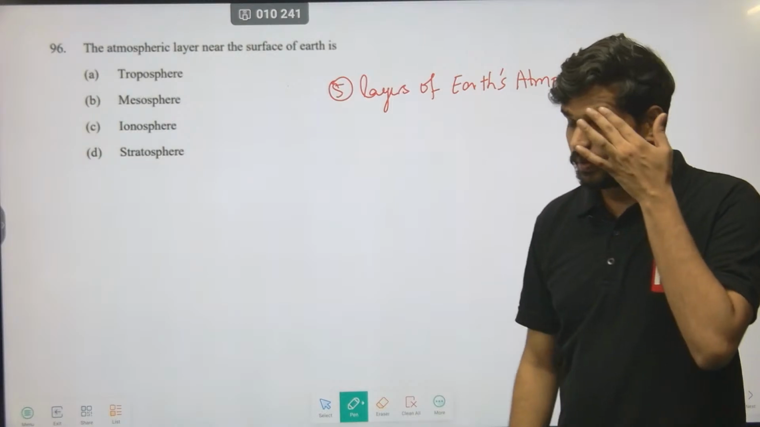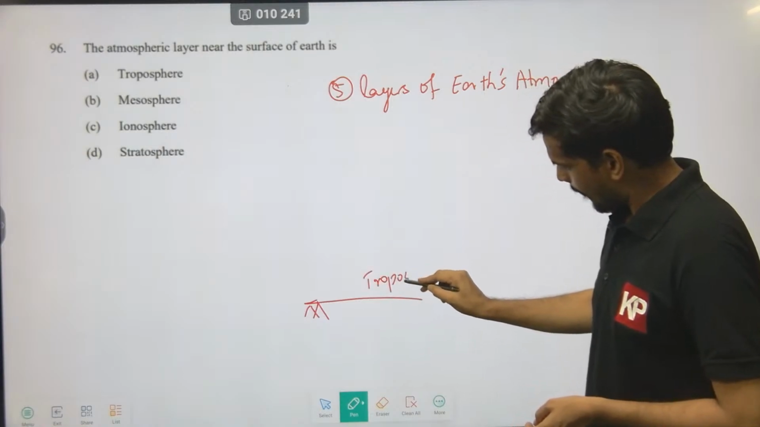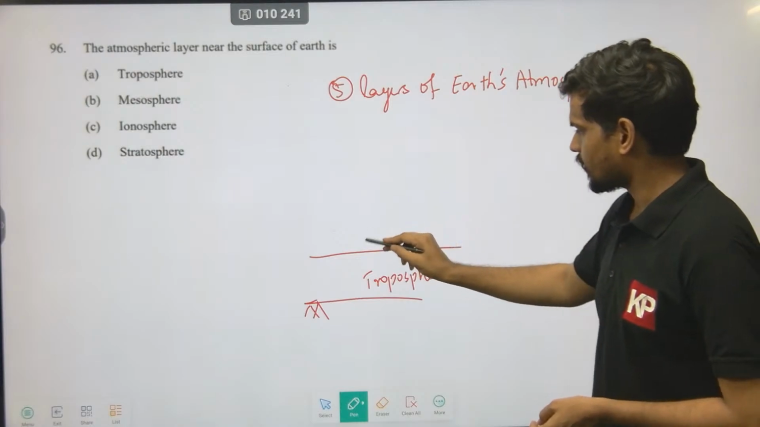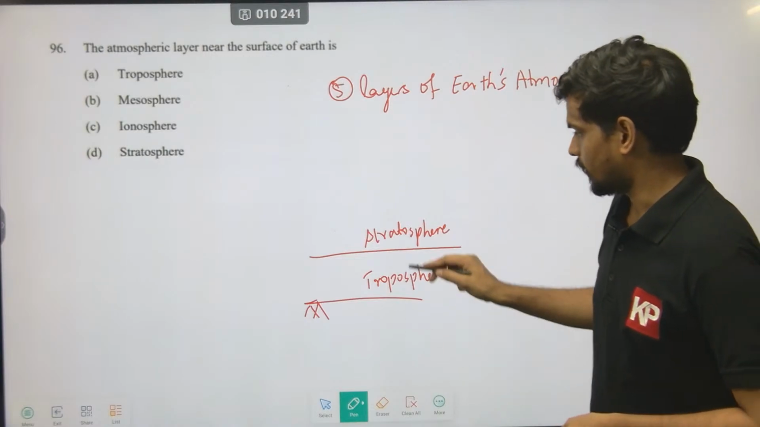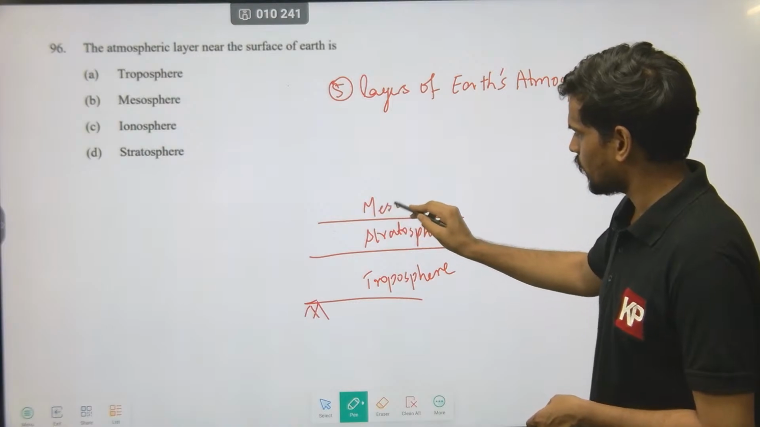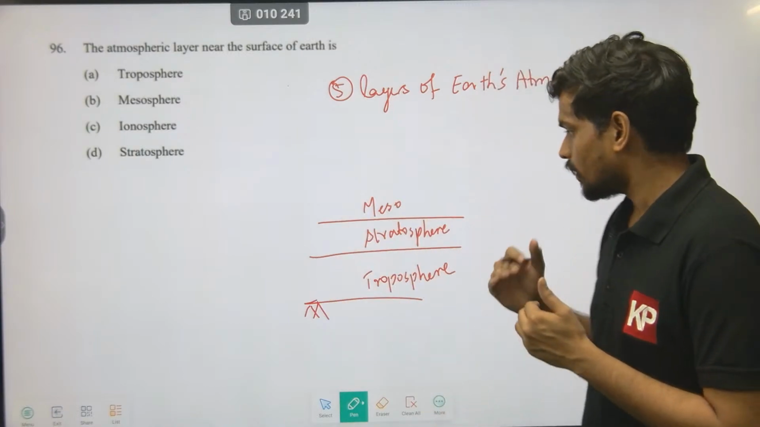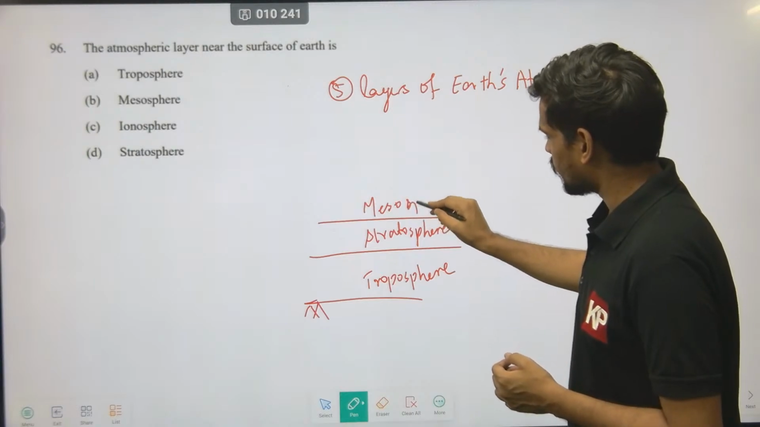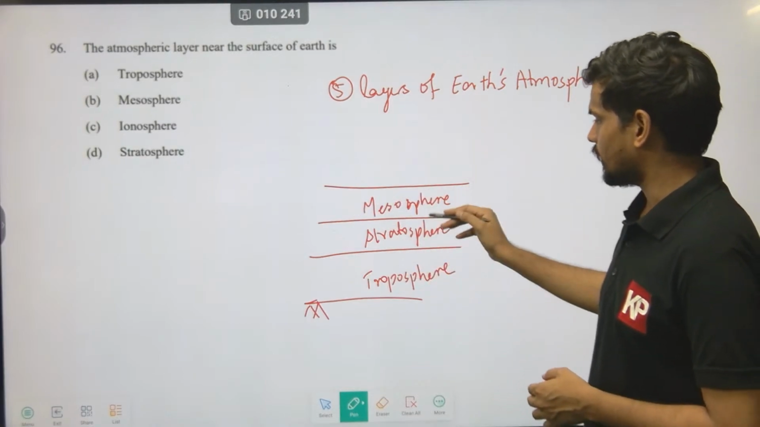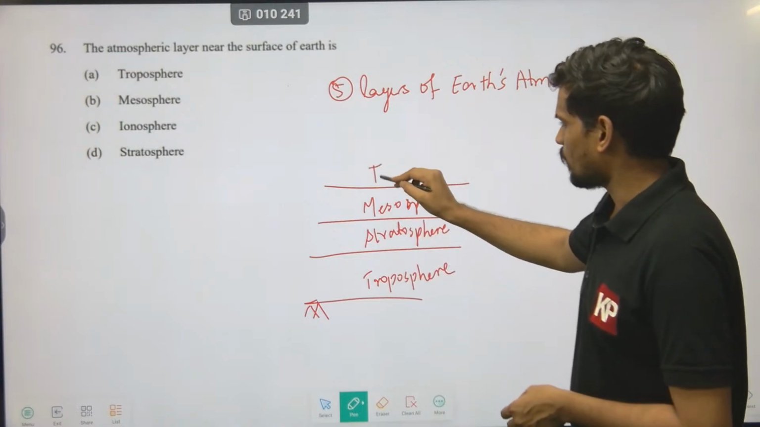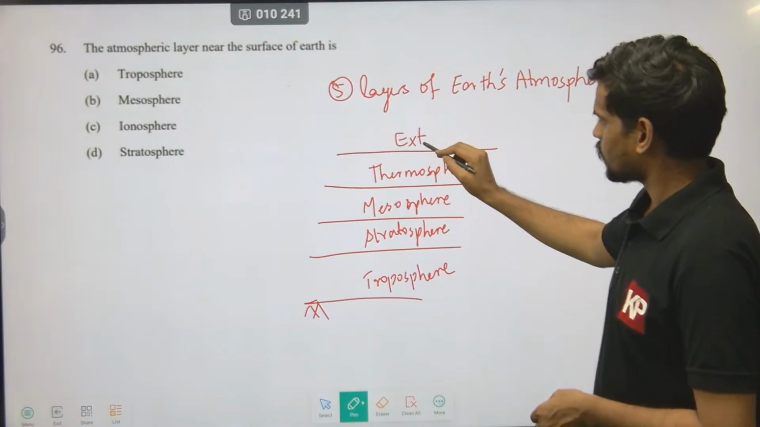There are 5 layers of Earth's atmosphere. Starting from the bottommost layer, close to the ground level, you have troposphere. The next layer is stratosphere. Stratosphere is where the ozone layer is also present. You can remember that. Stratosphere is given that name because the compounds present there are stratified. So the layer is also stratified. Then you have mesosphere. Mesosphere is basically the middle layer. Meso is middle. It is the central one of all the 5 layers. Then you have thermosphere. And finally you have the external one, which is exosphere.